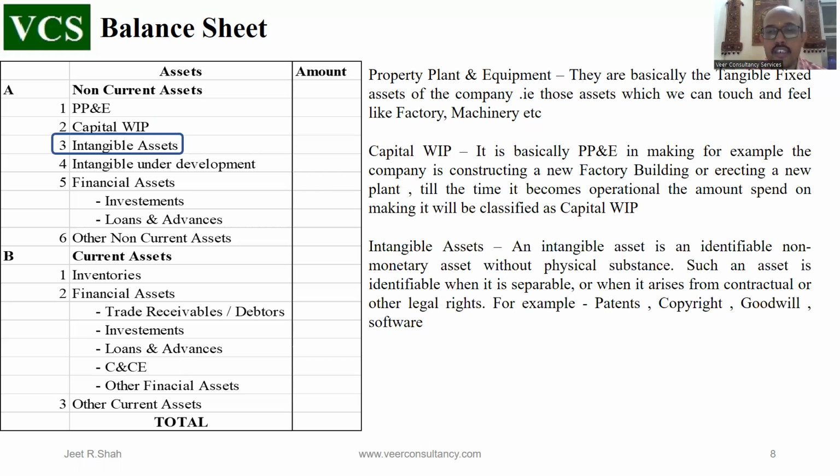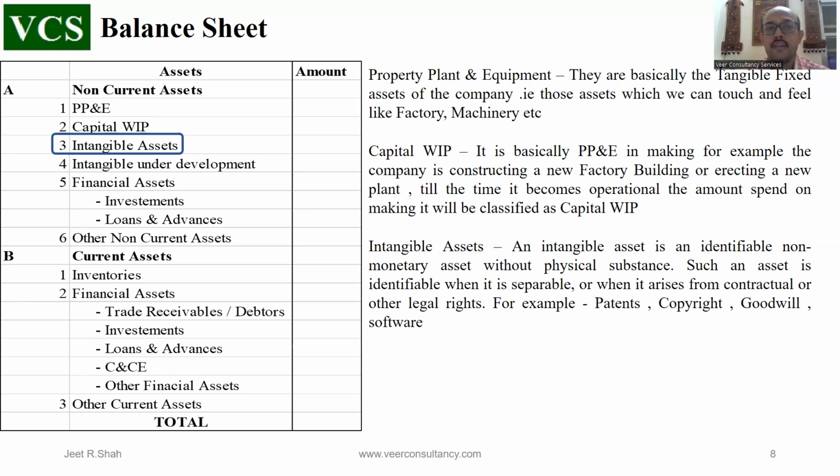Just a caution over here. The goodwill that I am referring to over here is not the goodwill of the company. It is the goodwill that the company has paid while acquiring some other company. That is, in simple words, the amount that is paid over and above the asset value or the valuation of the company which your company has bought.